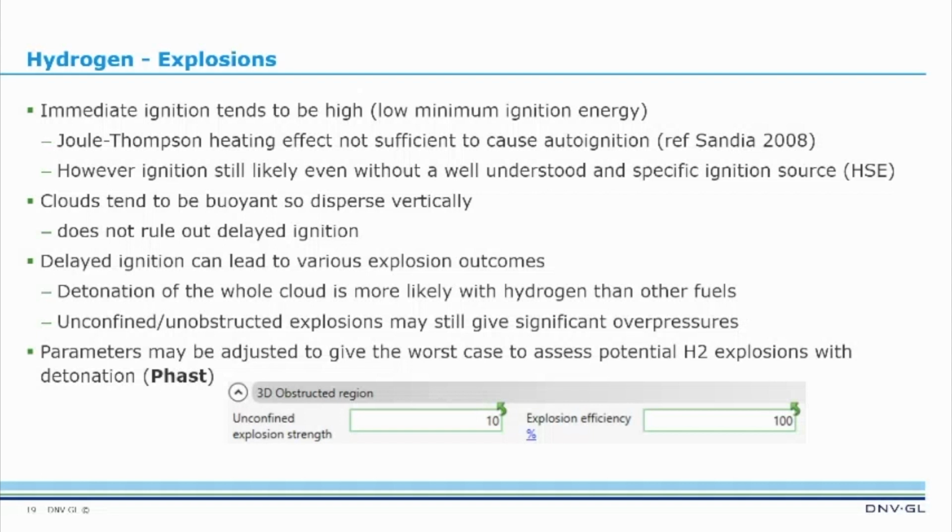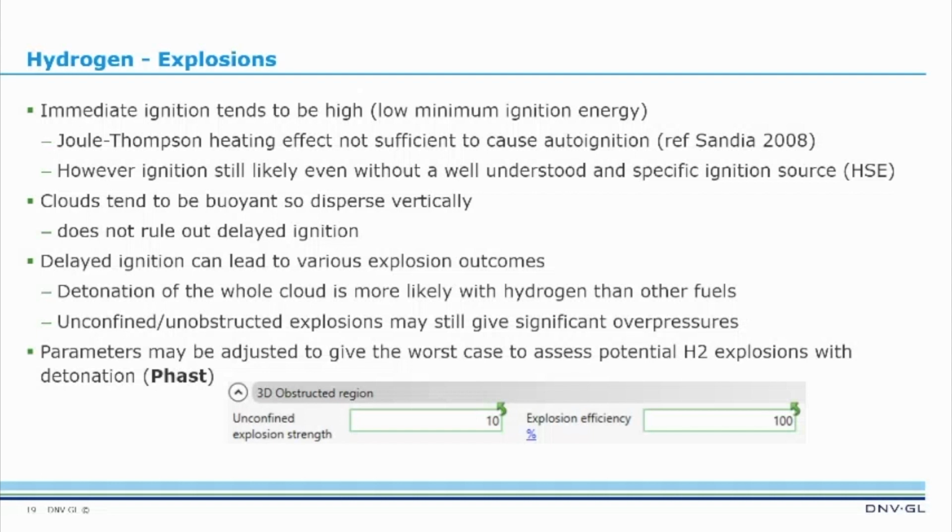And that can lead to various explosion outcomes. Particularly with hydrogen, it's more likely that the whole cloud could detonate, even without significant obstructions. And probably the larger the cloud, the more likely it's going to tend to detonate. There is some evidence of that in the literature. So we do recommend that you consider a detonation as a potential explosion outcome. It's not going to happen every time, but it is a potential explosion outcome.